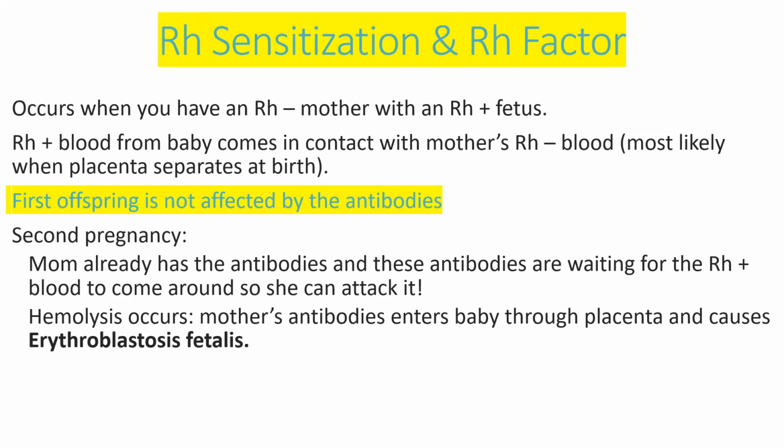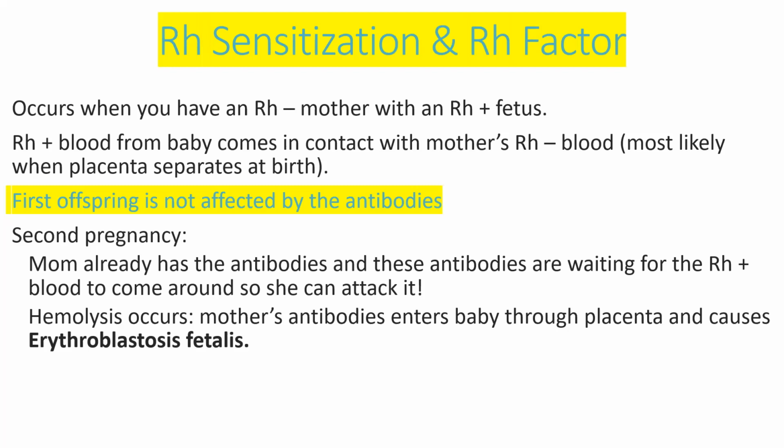This usually occurs when our placenta separates at birth, okay? It's important to know that the first offspring is not affected by these antibodies. So that baby that's coming out, the blood is merging, that's going to be okay. But in our second pregnancy, mom has made antibodies. And if that baby is positive and our mom's negative, but she has made those antibodies, these antibodies are waiting for that RH positive blood to come around so they can attack it. Hemolysis occurs, mother's antibodies enter the baby through the placenta and cause that right there.